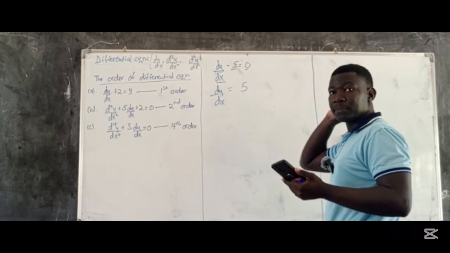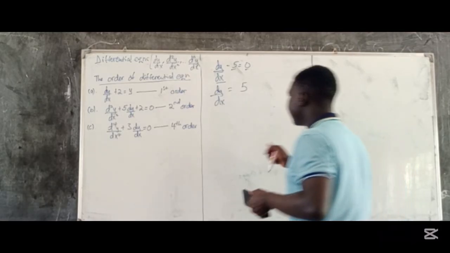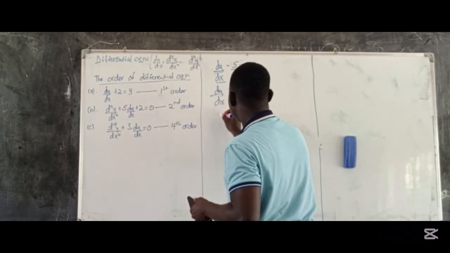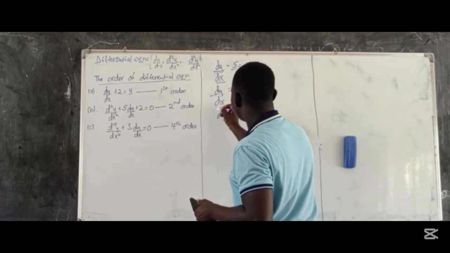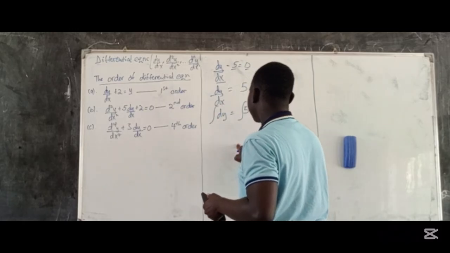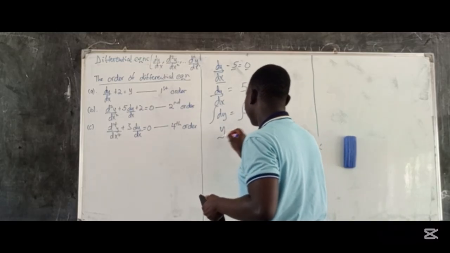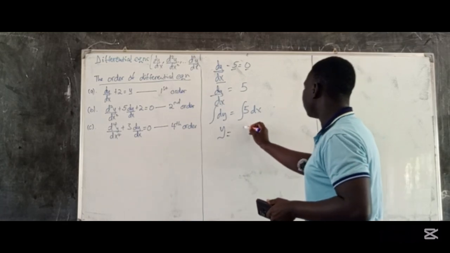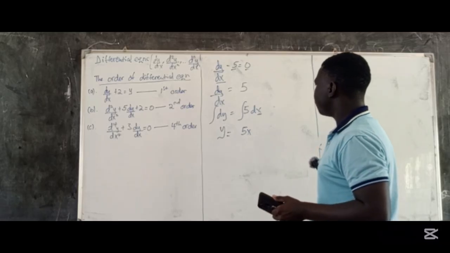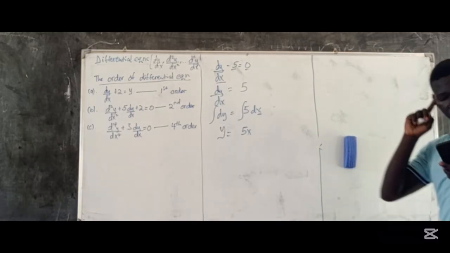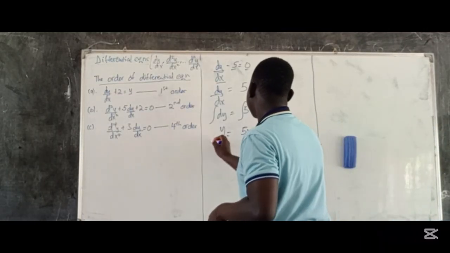Now, second step, I'm going to try to split this. Yes? And how am I going to do this? I'm taking the dx this side, so I end up with dy equal to 5 dx. Then I'm going to introduce the integral sign on both sides. Now, when I integrate this, what's the integral of dy? You got it right, it's y. That equals the integral of 5, which becomes 5x, because we are dealing with respect to x. But we remember whenever we are integrating, we always get a constant. So we shall have our constant here, plus c.